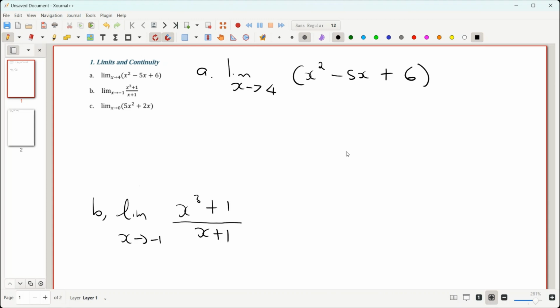In this session, we'll be learning how to determine limits and also test for continuity. So, this forms part of the first part of calculus. It introduces us to calculus.